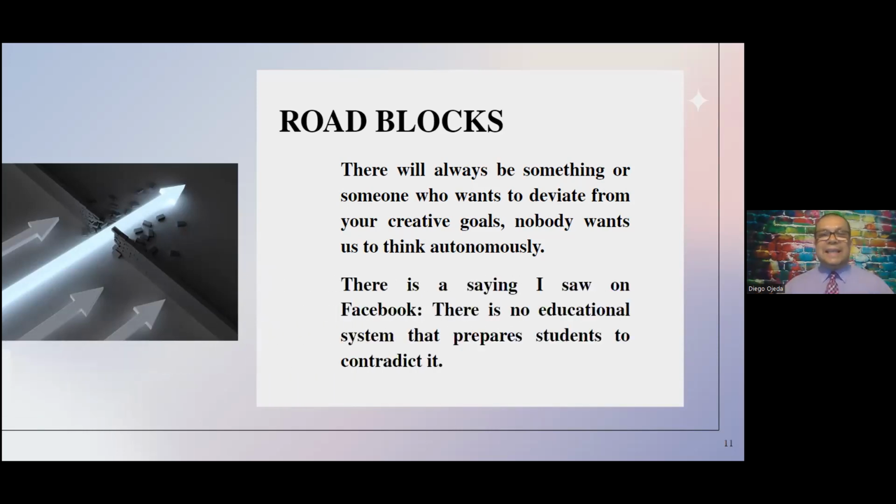There is a saying I saw on Facebook that said, there is no educational system that prepares students to contradict it. See again, there is no educational system that prepares students to contradict it. Every educational system trains the students like little monkeys to do whatever they want. So be careful with that, because students are very smart. And with social media and the connections they have these days, they can see what schooling is trying to do. But the good news is that they can also recognize when a teacher is creative and different, and they work with that teacher, okay?